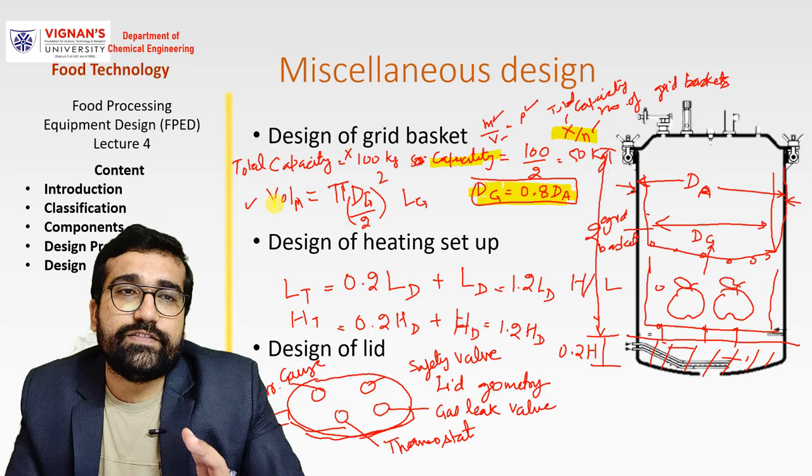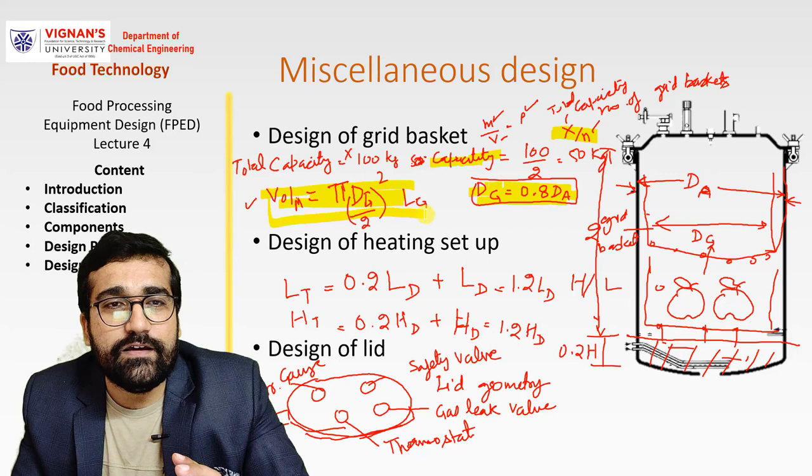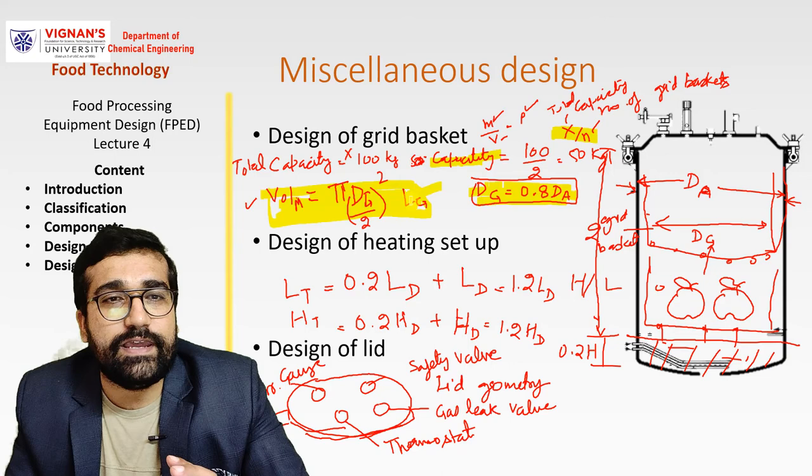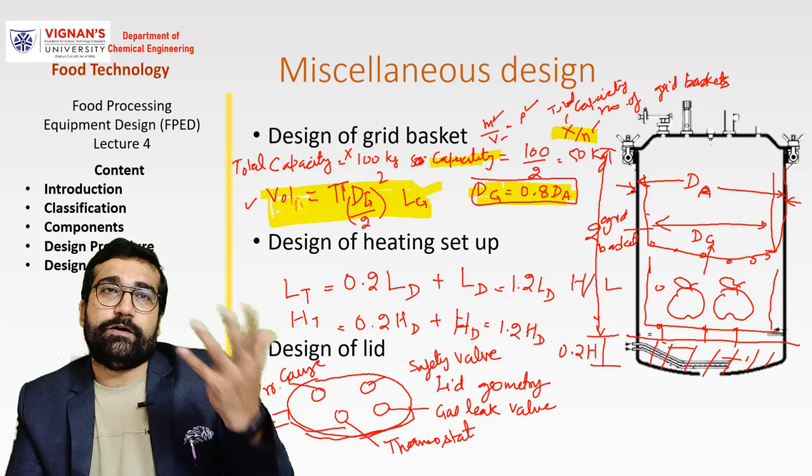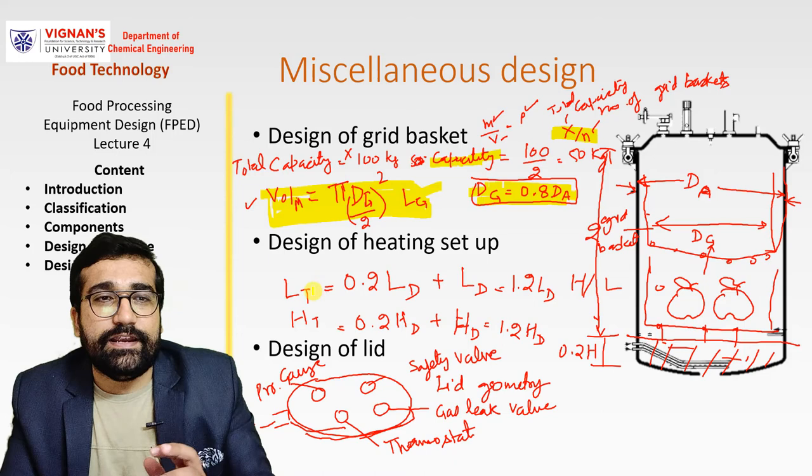Then comes the volume of each grid basket. Based on this formula, we will find the length of each grid basket, LG. Once we have designed the grid basket, it should be perforated. We make holes in it so that it will hold our samples and let the steam pass. Then we'll design the length of the autoclave.